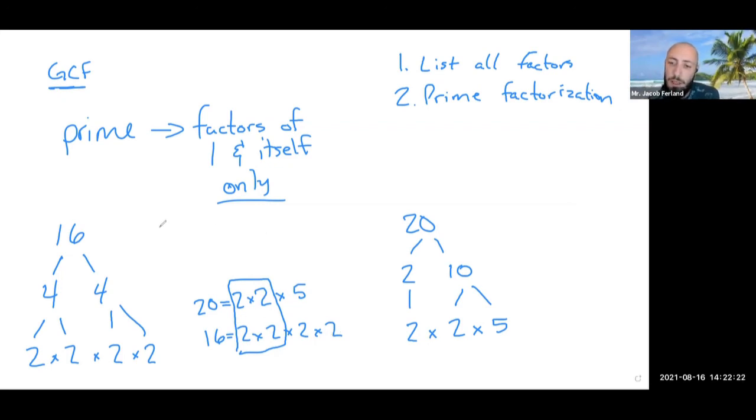So we know that the greatest common factor of 20 and 16 is equal to 2 times 2, or 4, right? I can rewrite that over here. Equals 2 times 2, it's also equal to 4. And that's the same answer we found using our first method. Both of these methods work for finding the greatest common factor.